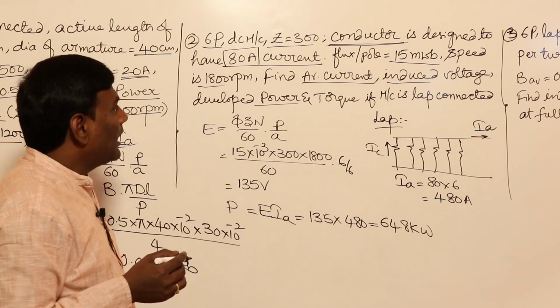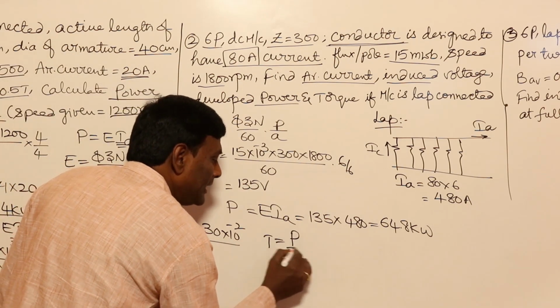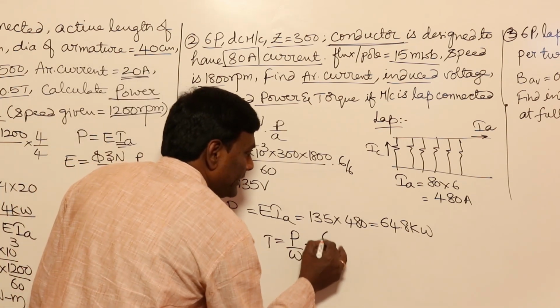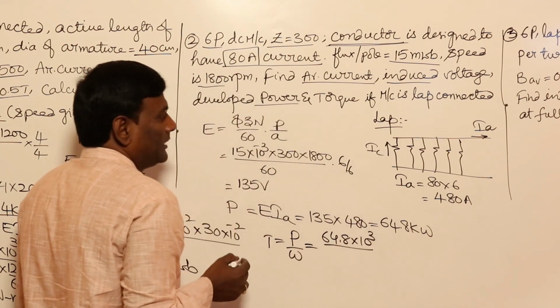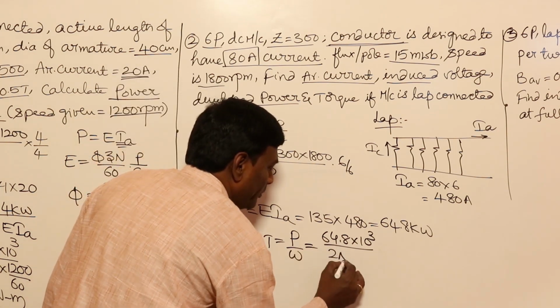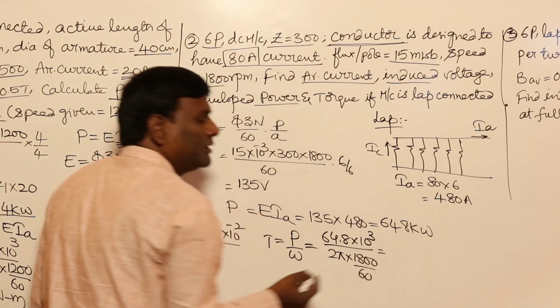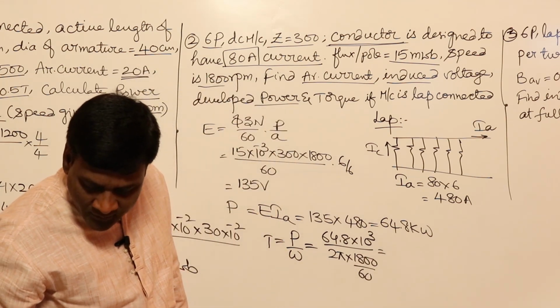Got it, right? After that, torque has to be found. What is torque? Torque is nothing but, T into omega equal to power. So what is P? 64.8 kilowatt divided by omega, what is speed here? 2 pi N by 60. So 2 pi into speed, 1800 they have given, divided by 60, those many Newton meters will come. So what is that? 343.